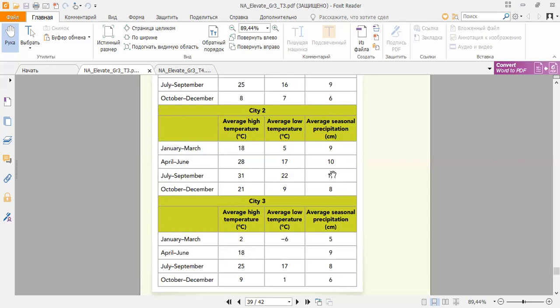If we compare 17 to 9, 10, and 8, we can see that 17 is the highest number of precipitation. It means that the weather is hot, 31 degrees, and wet, not dry.